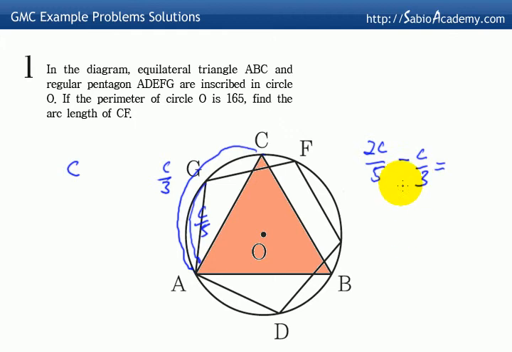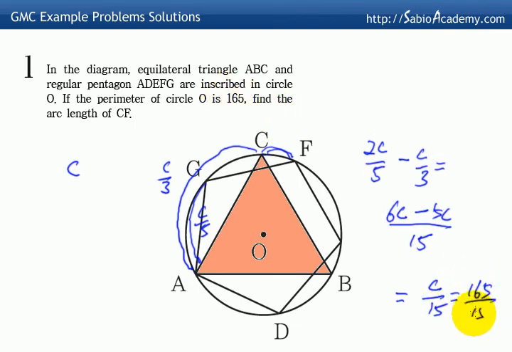If I want to, I can find the common denominator 15 here, right? This becomes 6C, and this becomes 5C. So the answer becomes C over 15. So this length between these two vertices of an equilateral triangle and regular pentagon is 1/15 of the circumference. In this case, the circumference happens to be 165. So you stick that in there, and you get 11. So that's how you got the answer.